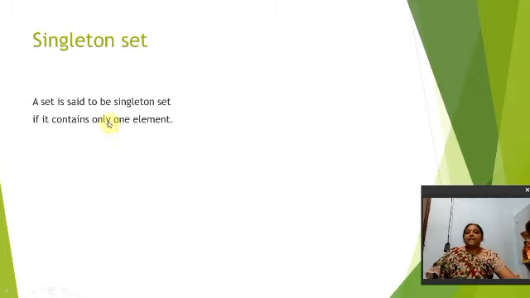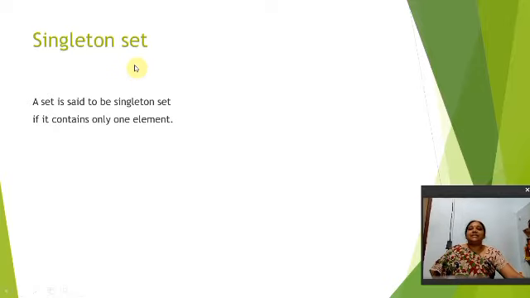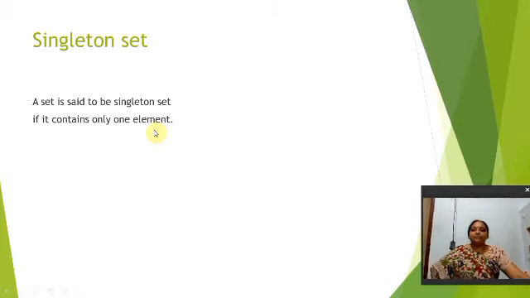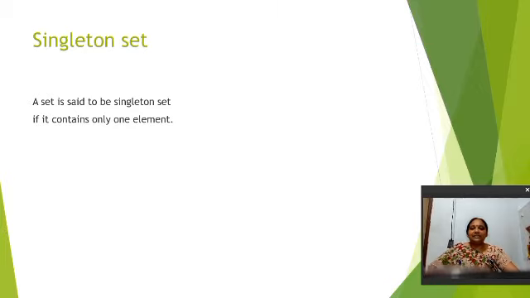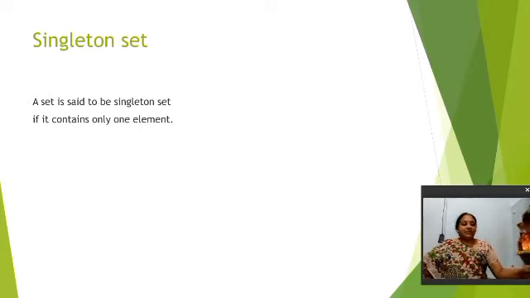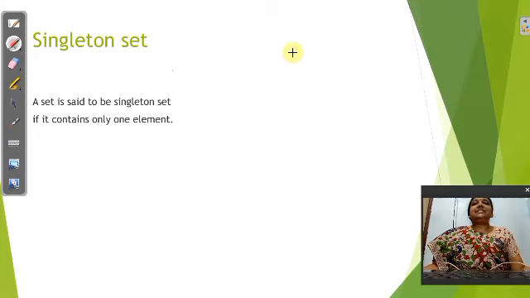Next set is the singleton set. A set is said to be a singleton set if it contains only one element. If a set consists of only one element, a single element, then that set is called a singleton set.